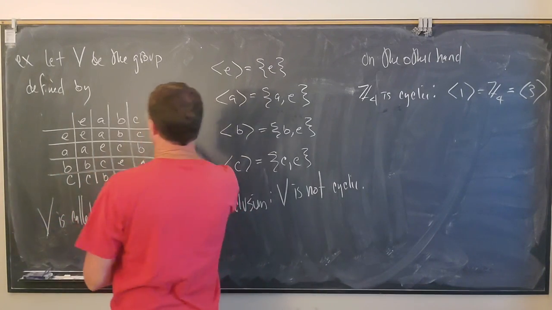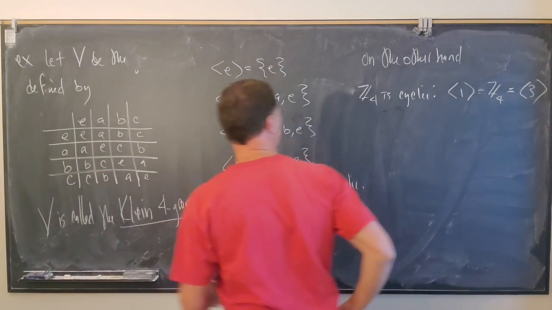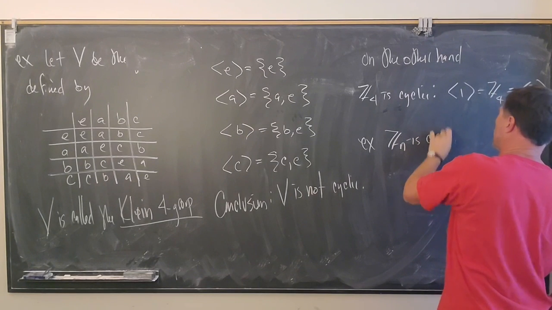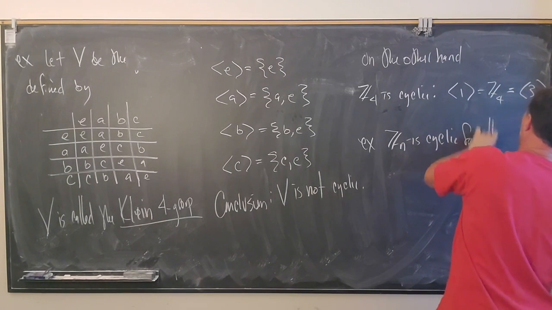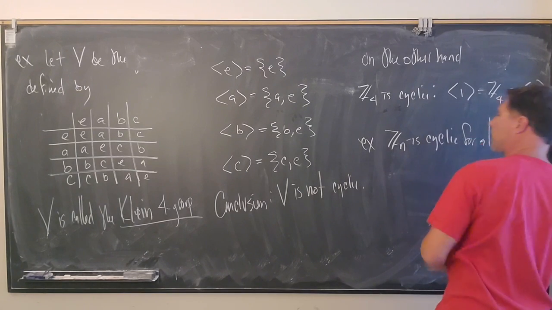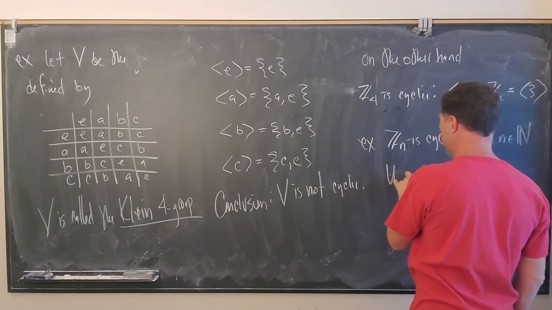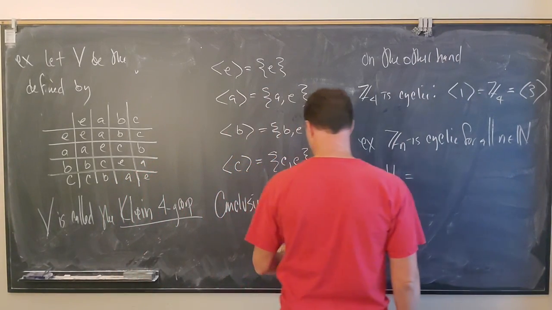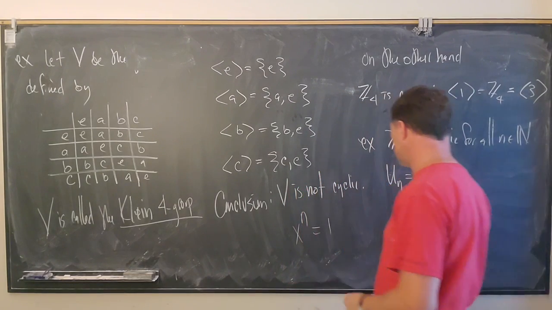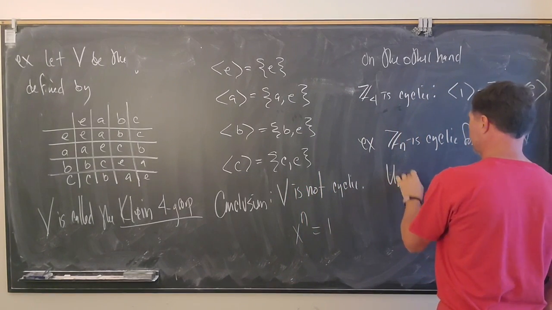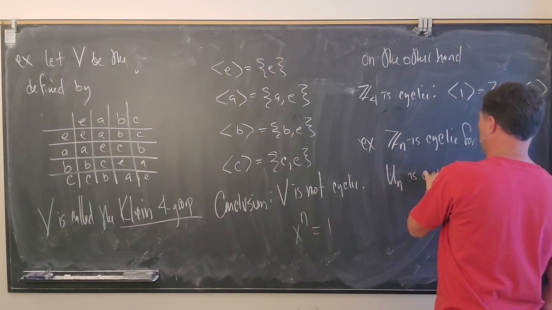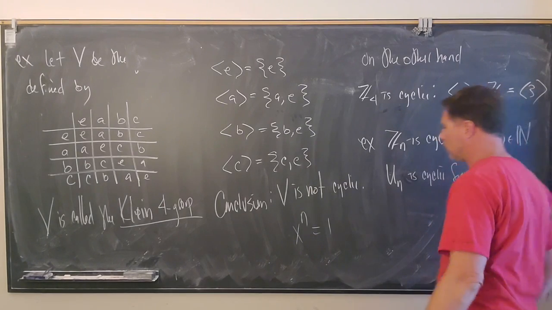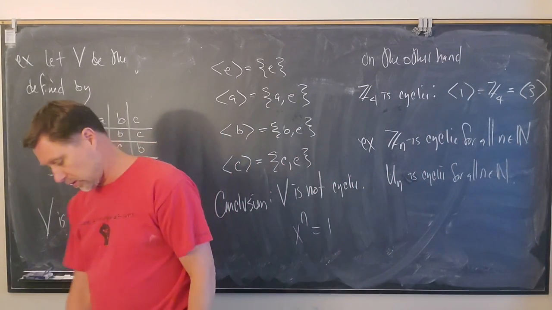Couple of observations, I guess we could say. Examples: Zn is cyclic for all natural numbers n, and also U sub n. Remember, that is the group of complex numbers, the solutions to the equation x to the n equals 1. This is also cyclic for all n in N. So the group of roots of unity is cyclic.